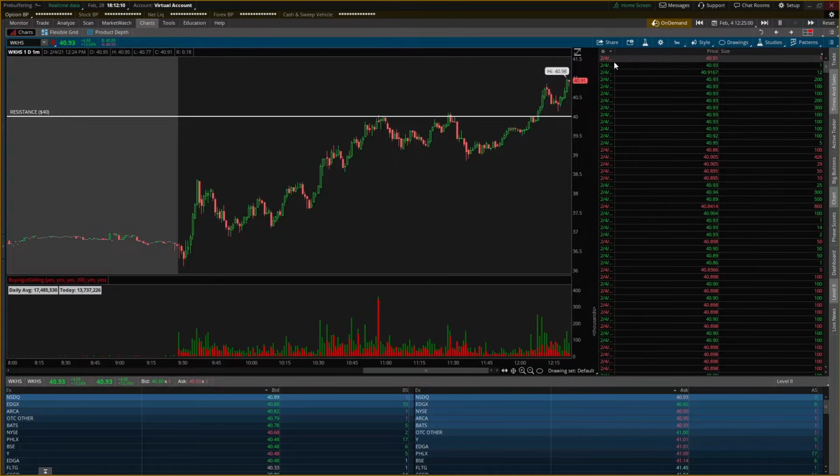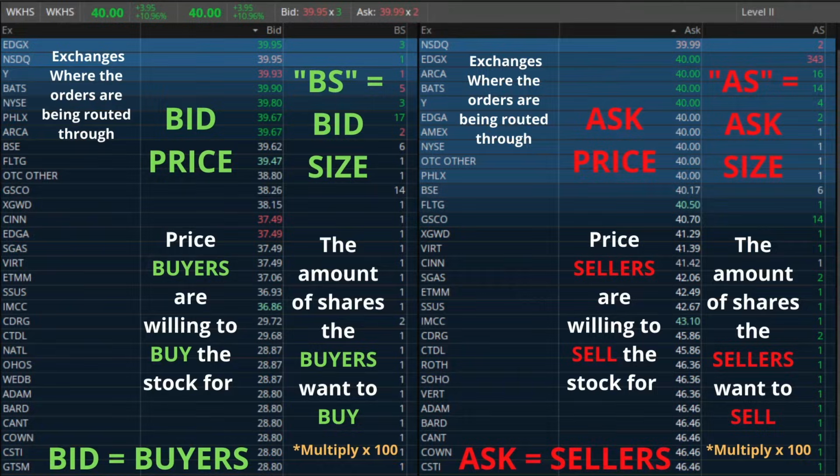What is important is a couple of things. On the time and sales, we have the price that the completed transaction was on, and we have the size, which is how many shares were in that transaction. The time and sales is different than the level 2 because the number on here does not have to be multiplied by 100. This is the true and actual order. So we use the level 2 and time and sales together as a very good tool to gauge if sellers are strong, are buyers strong, are sellers weak, are buyers weak.